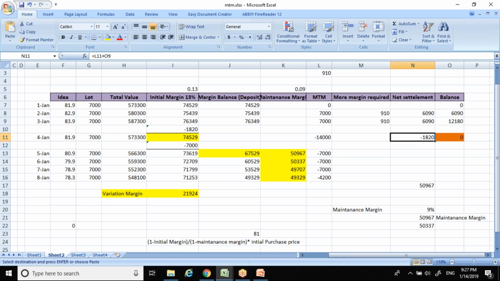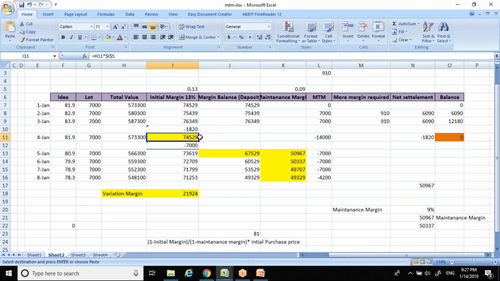So what they do is reduce this loss from your security deposit, your margin deposit. Your margin deposit with the exchange was 73,349. Initially you purchased at 74,529. Again you paid 910. Again you paid 910. So your total deposit was 76,349. Out of this, 1,820 is reduced, so you are left with 74,529.